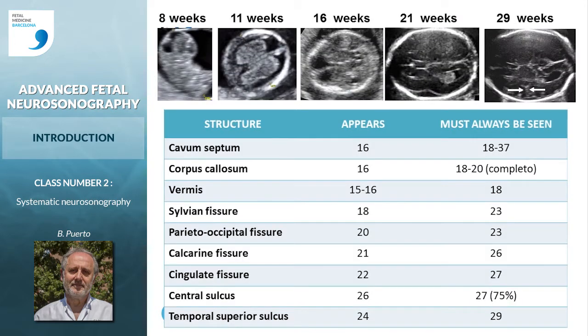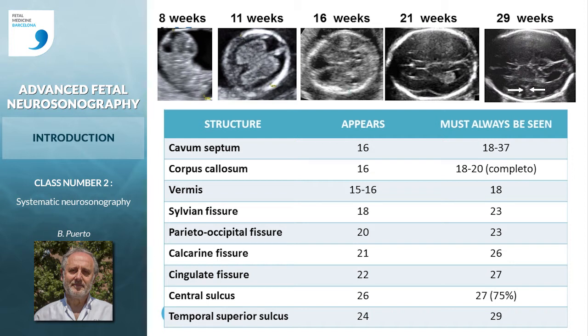Each structure has its own weeks of gestation in which we can start seeing them, and there is a gestational age in which this structure must be seen in any fetus. From that gestational age on, we can start to think there is an anomaly in the development of that structure. We have to take into account that the appearance has variations between one person and the other.